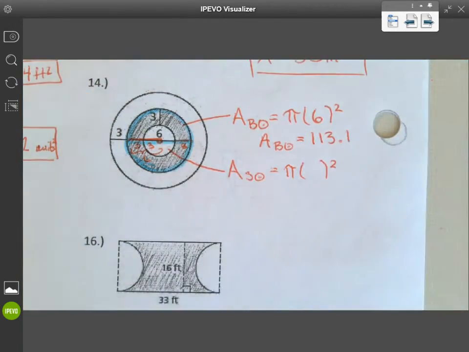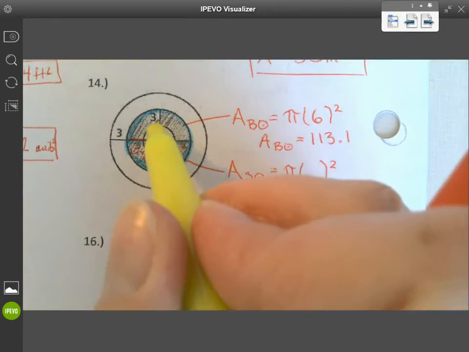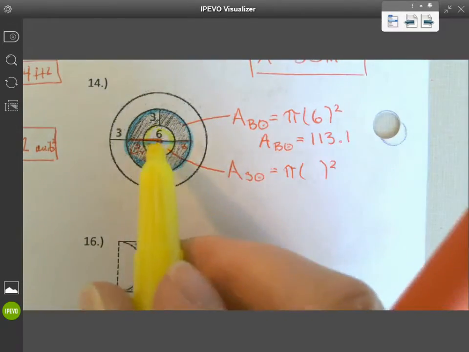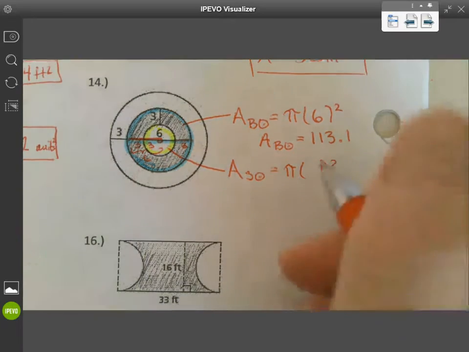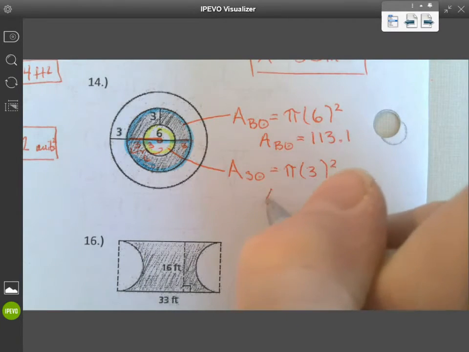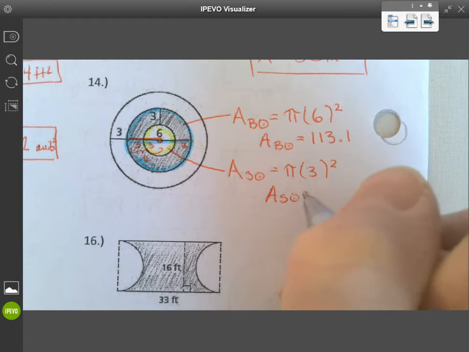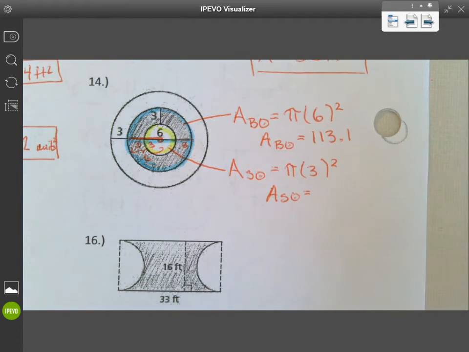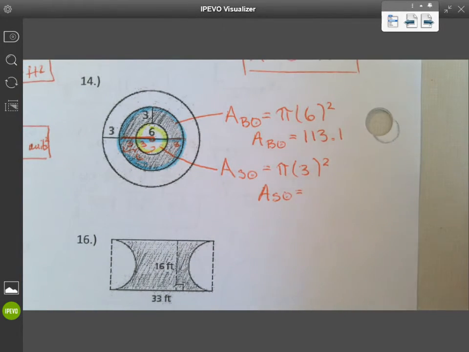Look at that little circle. I'm going to circle that one in yellow because that's what we're going to take away. Isn't the radius 3? Okay, so what's the area of the small circle? I don't have this written down, so you got to help me out. 28.3.